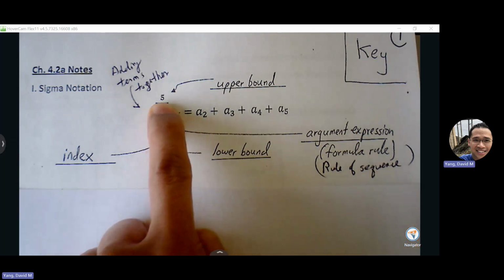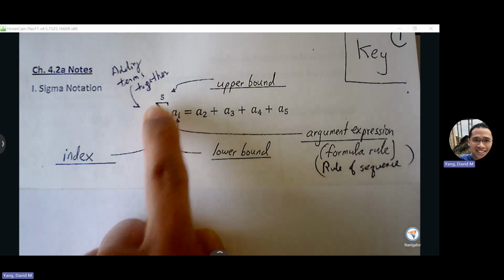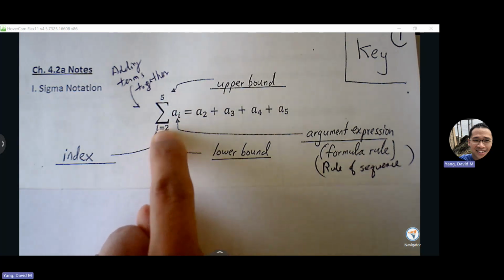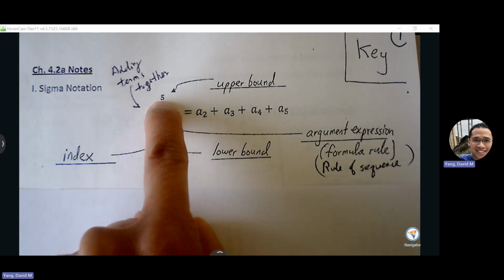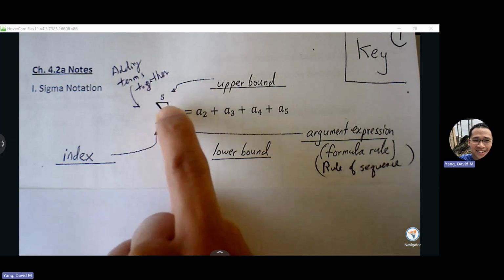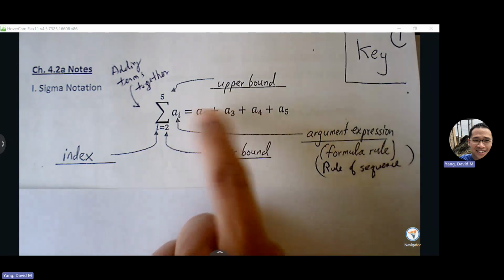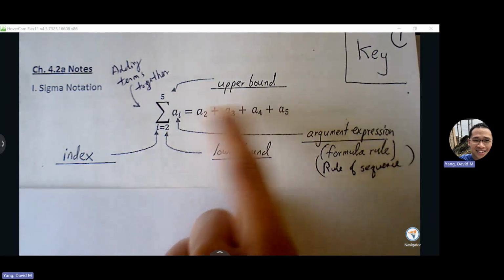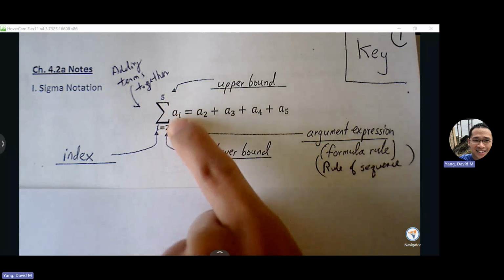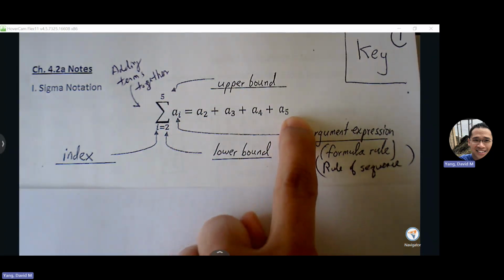Some students feel like this 5 represents that there are 5 terms. That is true if we always start at 1. But if we're starting at a different number other than 1, then that 5 doesn't necessarily indicate that we always have that many terms. I see a lot of students go to a sub 6 because they think that the 5 means 5 terms, but it just means that this is the last I value that you insert into the expression.